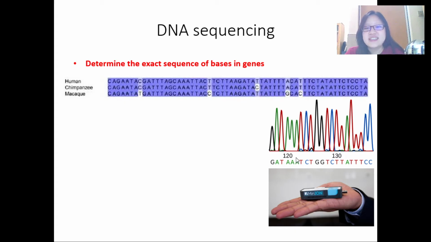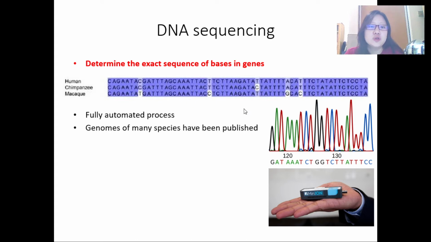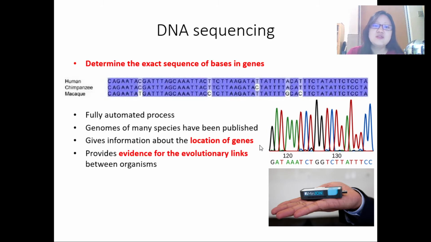Anyways, again, you don't need to know the method, you just need to know that it is used to determine the exact sequence of bases in genes. It is now a fully automated process. A lot of the genomes of many species have been published, and this gives us information about locations of genes, and it also provides evidence of evolutionary links between organisms.